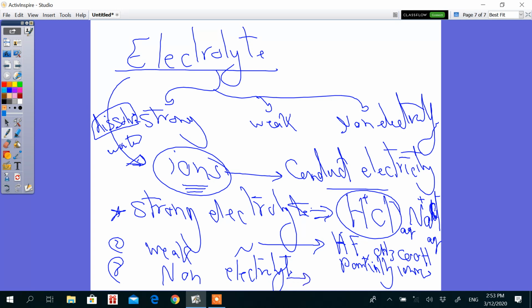A non-electrolyte does not conduct, like sugar, because it is not an ionic compound. So I have three types: strong electrolyte, weak electrolyte, and non-electrolyte solutions.